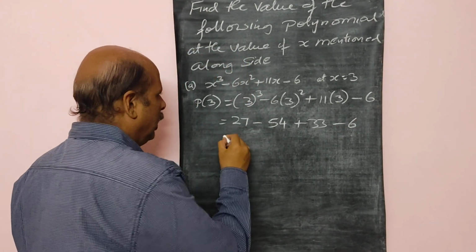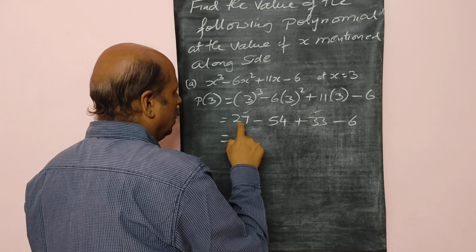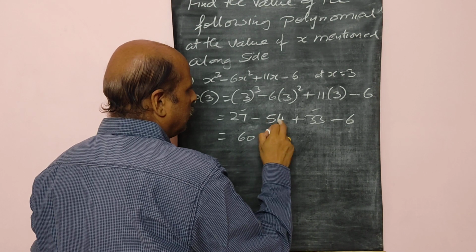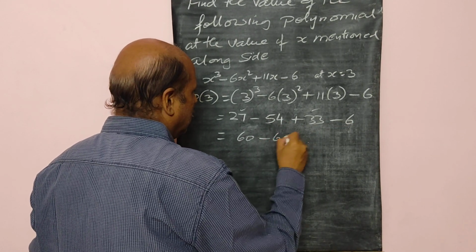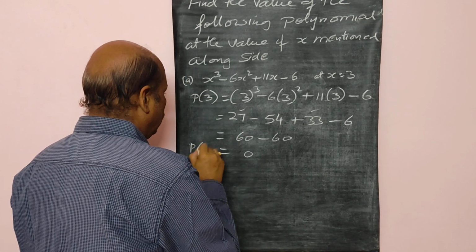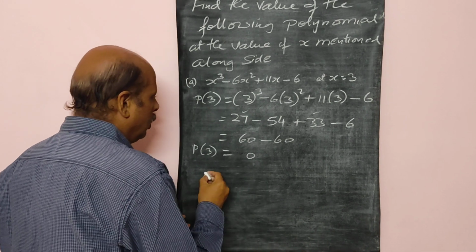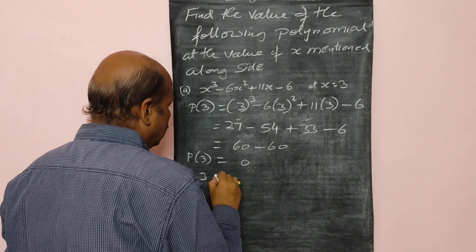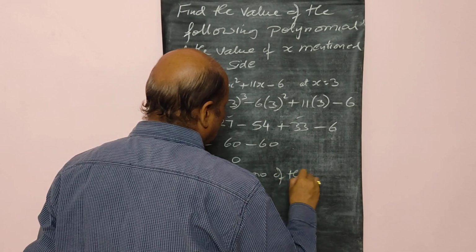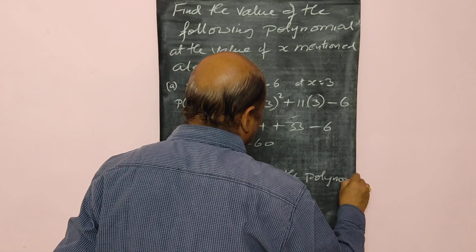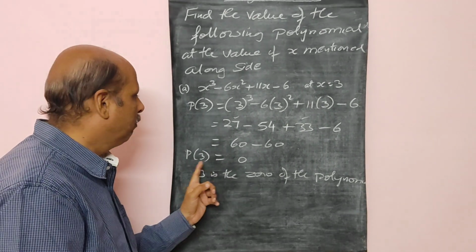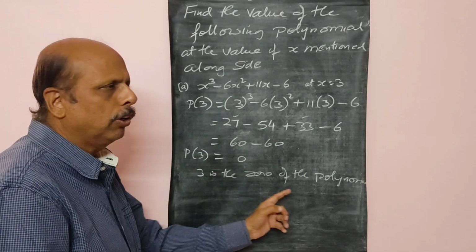Okay. Now let's add the two positive numbers. 27 plus 33, 60. 54 plus 6 is 60. So the value of the polynomial at x is equal to 3 is 0. So p of 3 is 0. Therefore, 3 is the 0 of the polynomial, because at x is equal to 3, I am getting 0 as the answer.